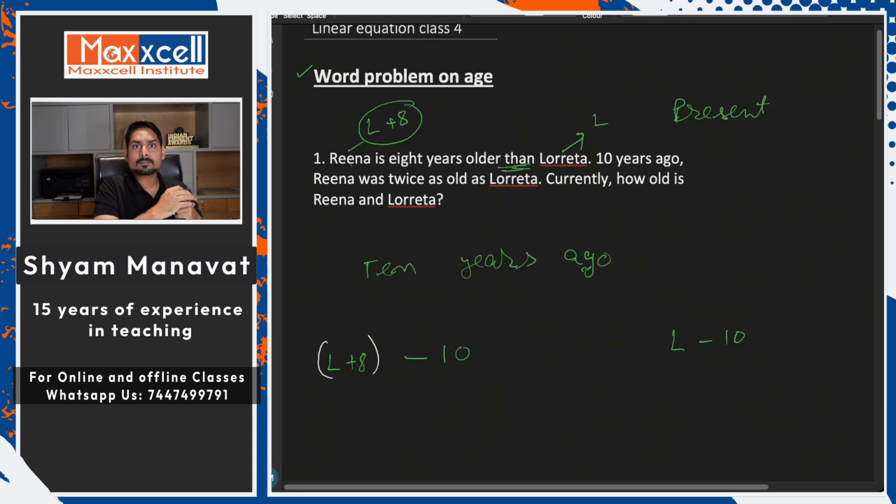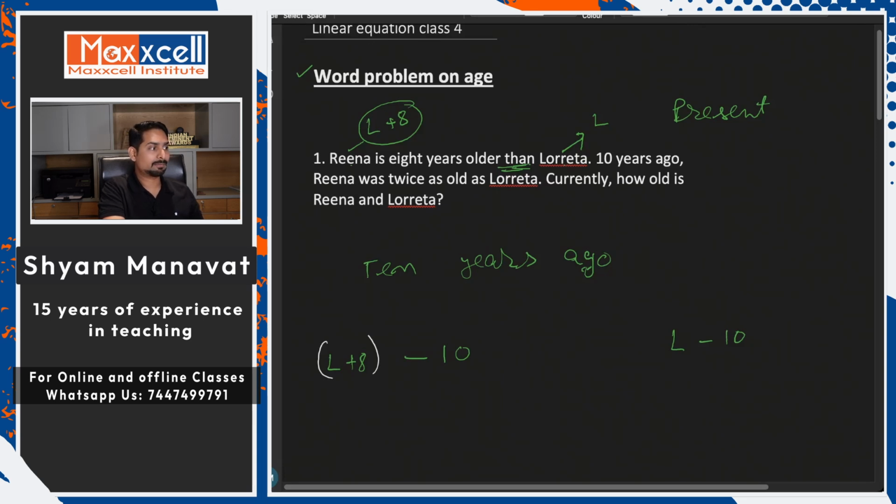Do you agree? Say you and your friend. Currently your age is something. Let's say you are 21 years old. Your friend is 19 years old. Now, if you go 10 years back in time, your age would be 11 and your friend's age must be 9. Correct? 10 years back. So when you go back in time, you should subtract from both of you, right? The age from both of you. Same, Loretta and Rina, 10 years ago, 10 years back in time. Are you okay with this? So 10 years ago, this is what happened.